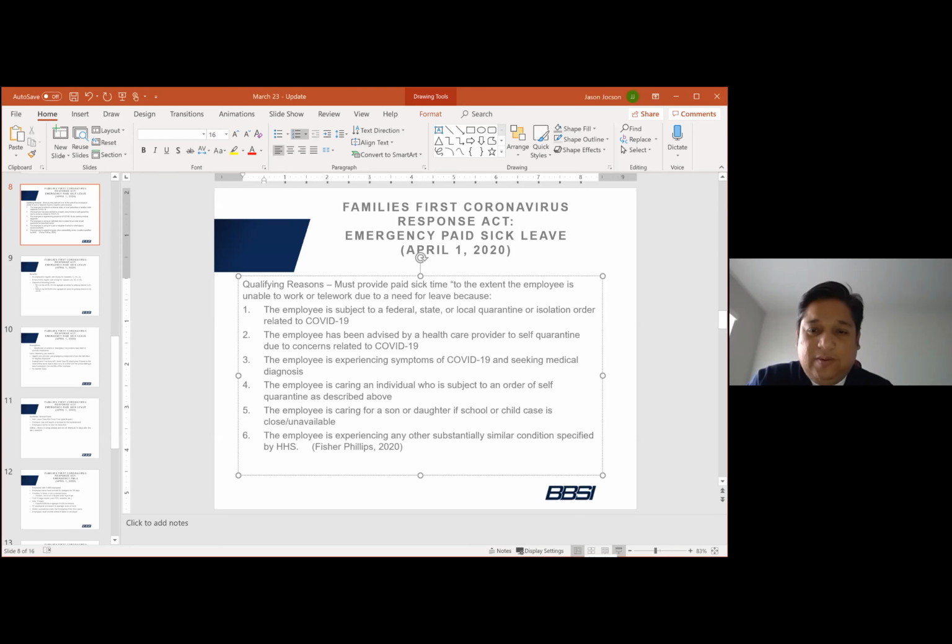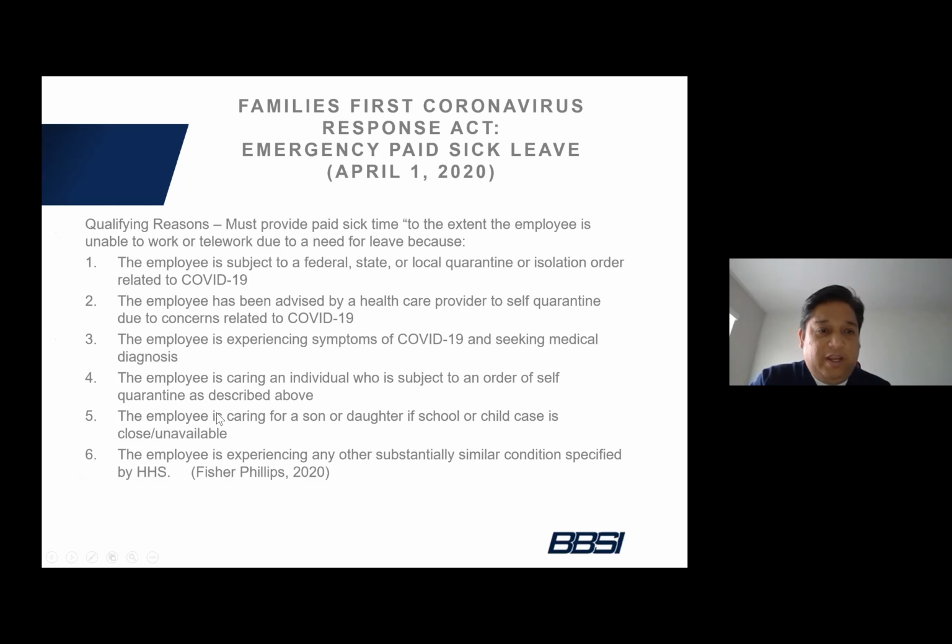Here we go. So there are six qualifying reasons why one would take emergency paid sick leave. The first three, as mentioned earlier: employees subject to a federal, state, or local quarantine or isolation order; the employee has been advised by a healthcare provider to self-quarantine; and the employee is experiencing symptoms of COVID-19. All of the first three is dollar for dollar, so 100% of that will be recoverable. Basically, the coverage is 100% of that person's income. There are caps and limitations, and I'll go through them in the next slide.